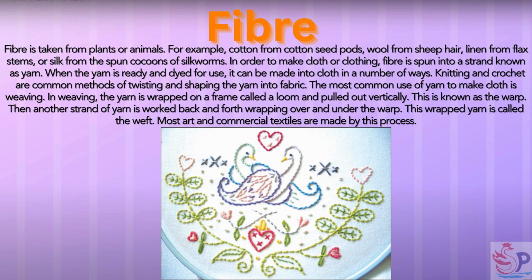In weaving, the yarn is wrapped on a frame called a loom and pulled out vertically. This is known as the warp. Then another strand of yarn is worked back and forth, wrapping over and under the warp. This wrapped yarn is called the weft. Most art and commercial textiles are made by this process.